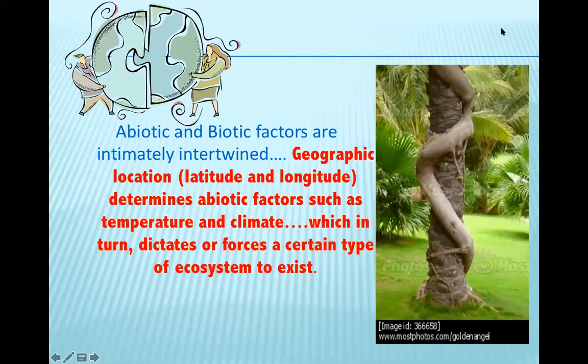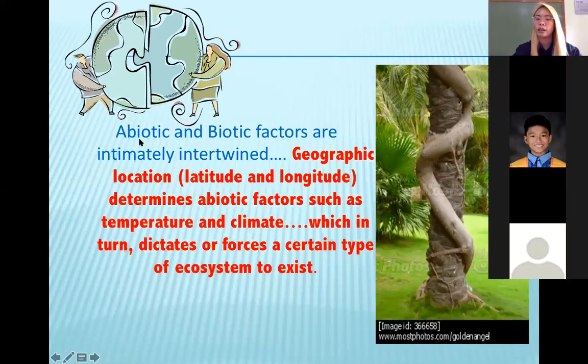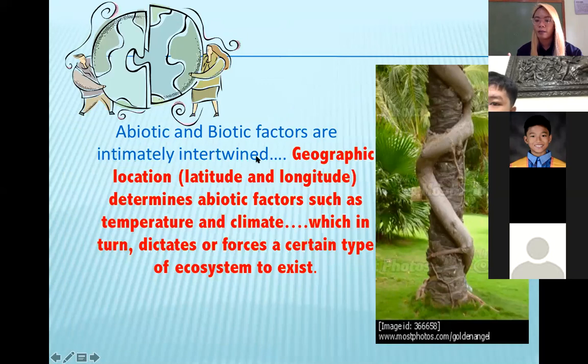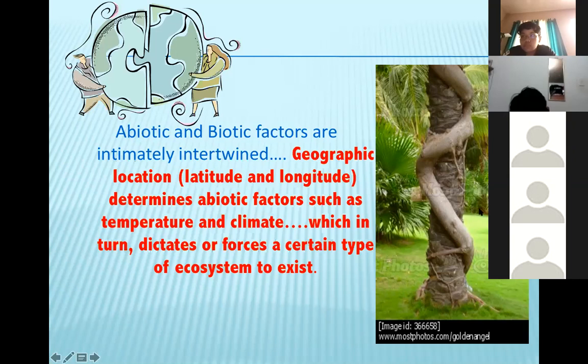Okay? And you have to remember that the abiotic and biotic factors are intimately intertwined. They cannot function without one another. Okay? So we cannot live without water. We cannot live without the air. And we cannot live without the sun. The same, for example, in your plants, they cannot do photosynthesis without the sun and without water. So for an ecosystem to exist, it has to have both the abiotic and the biotic factors.